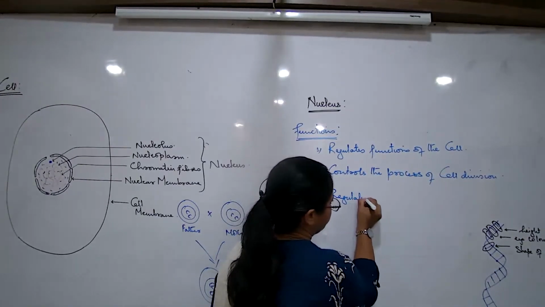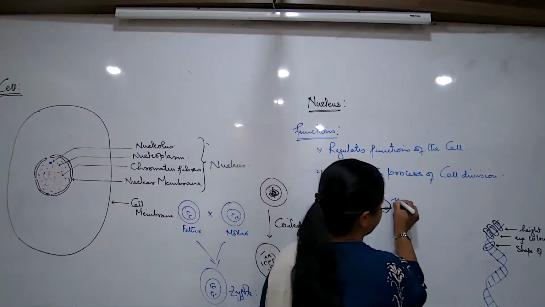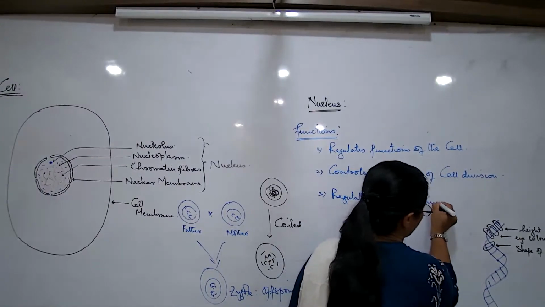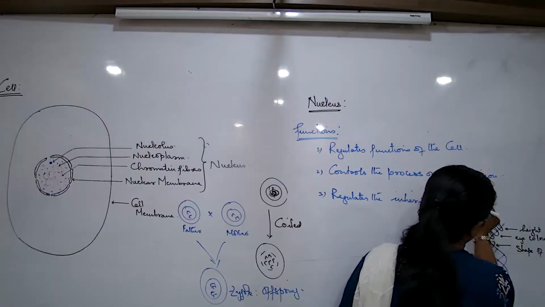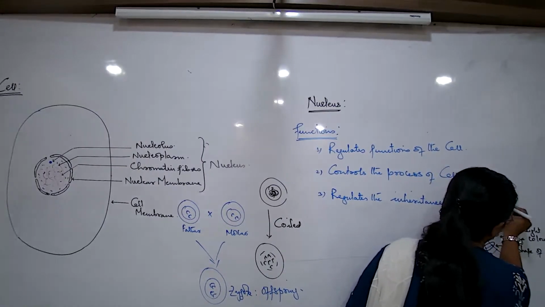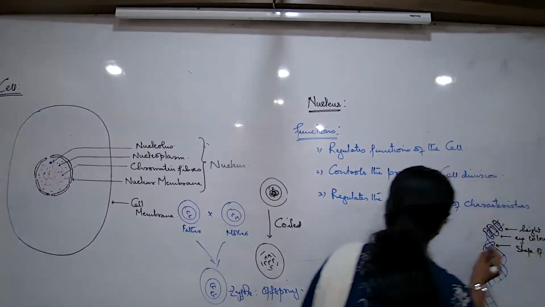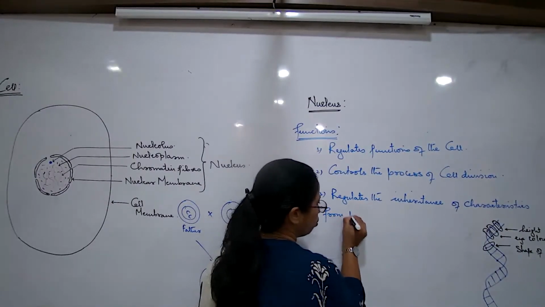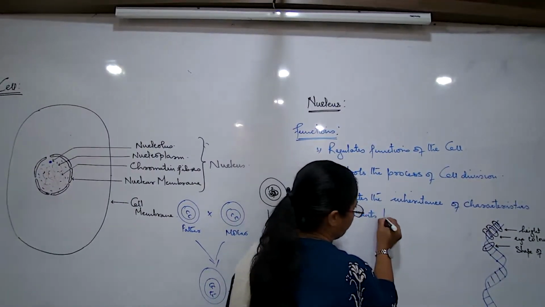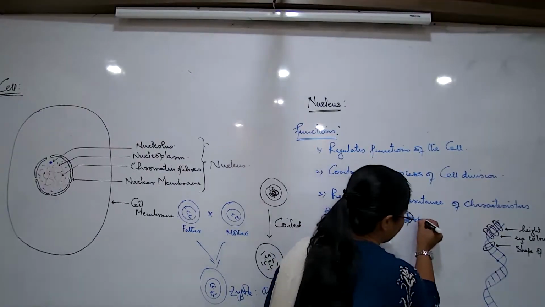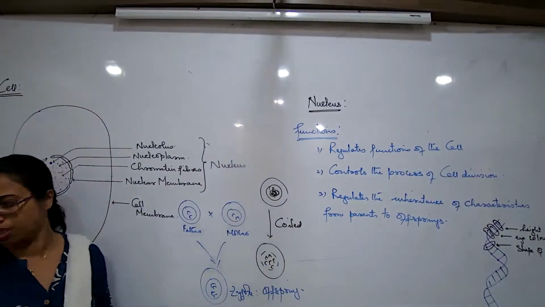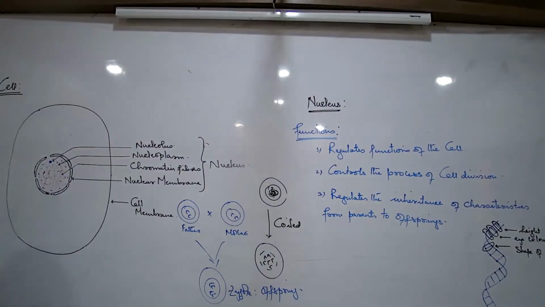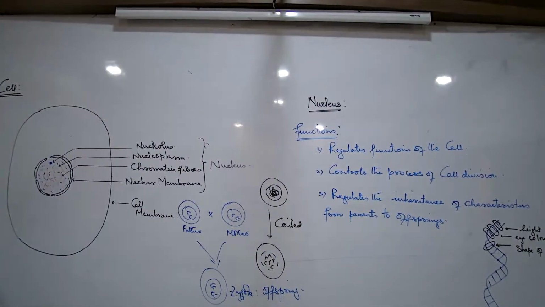Third, regulates the inheritance. Inheritance means just now that I told you about the transference. Inheritance of characteristics. Regulates inheritance of characteristics from parents to offsprings. Offsprings means the next generation organism. So these are the common functions of the nucleus. Nucleus will always perform all these functions.